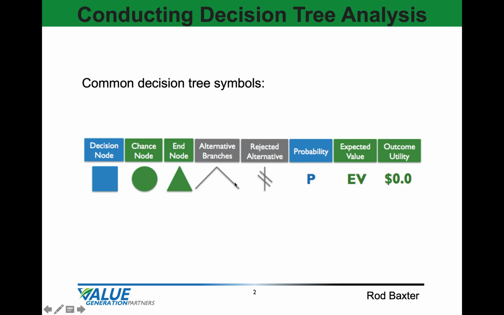Then there's the alternative branches for the multiple decision options. And then if we reject an alternative, we'll use these two hash lines. And a P for probability, an EV for expected value, and the dollar value for an outcome utility.